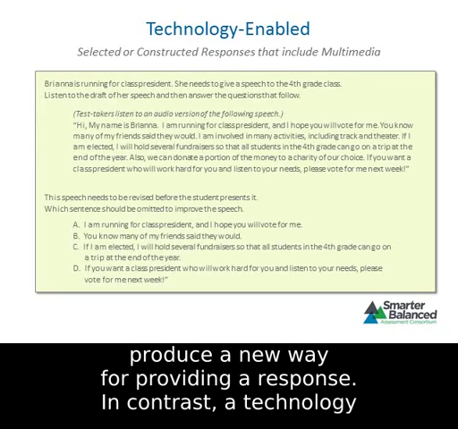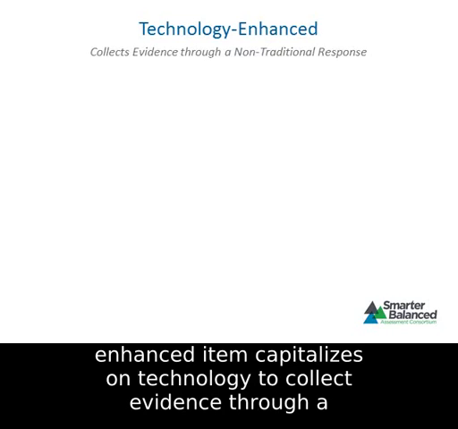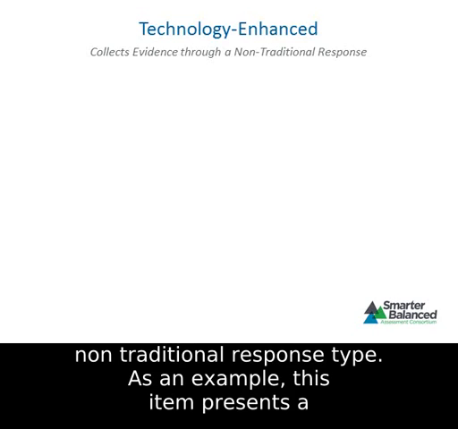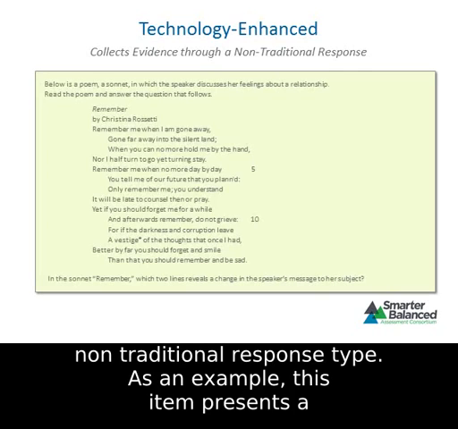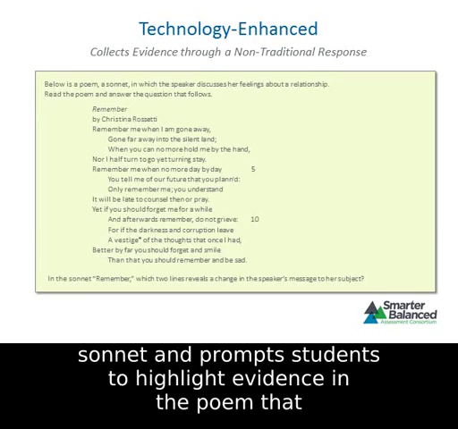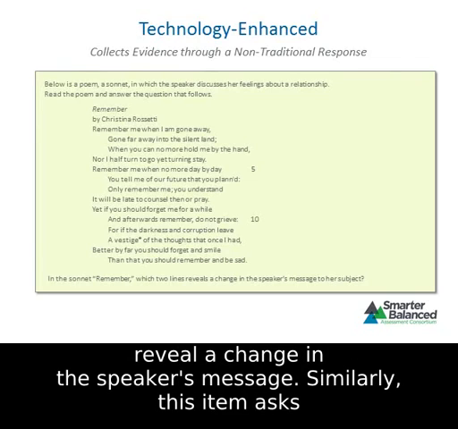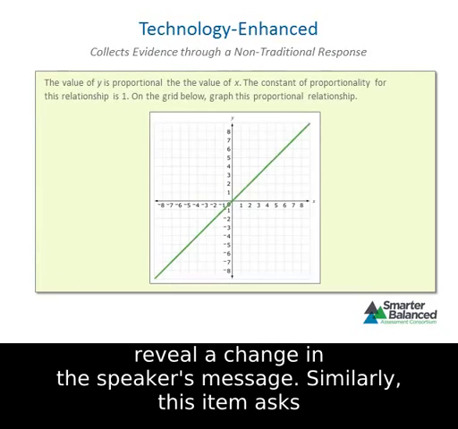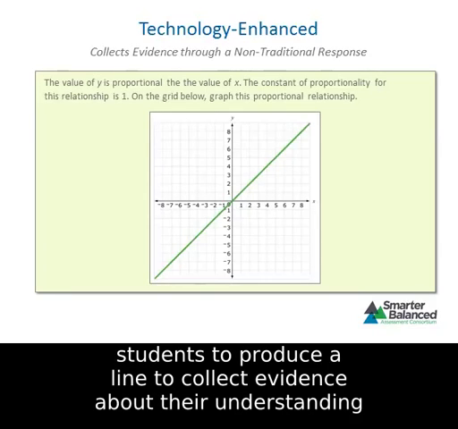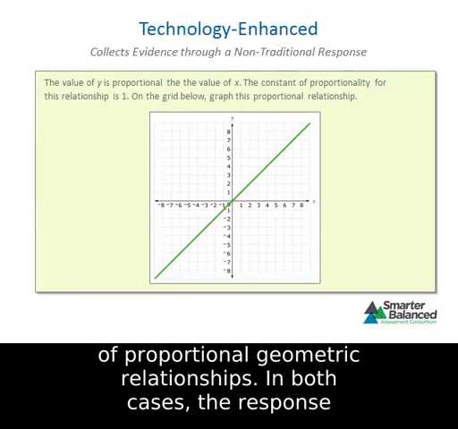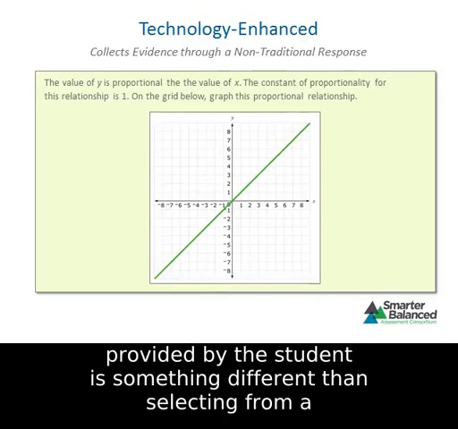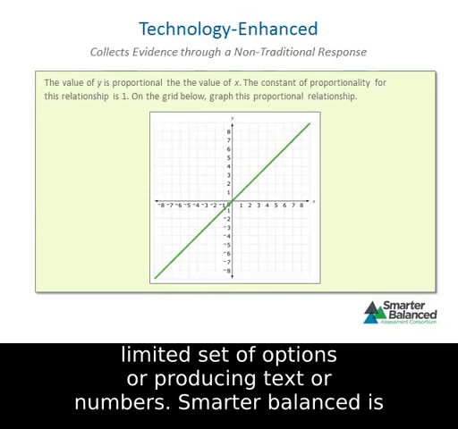providing a response. In contrast, a technology-enhanced item capitalizes on technology to collect evidence through a non-traditional response type. As an example, this item presents a sonnet and prompts students to highlight evidence in the poem that reveals a change in the speaker's message. Similarly, this item asks students to produce a line to collect evidence about their understanding of proportional geometric relationships. In both cases, the response provided by the student is something different than selecting from a limited set of options or producing text or numbers.